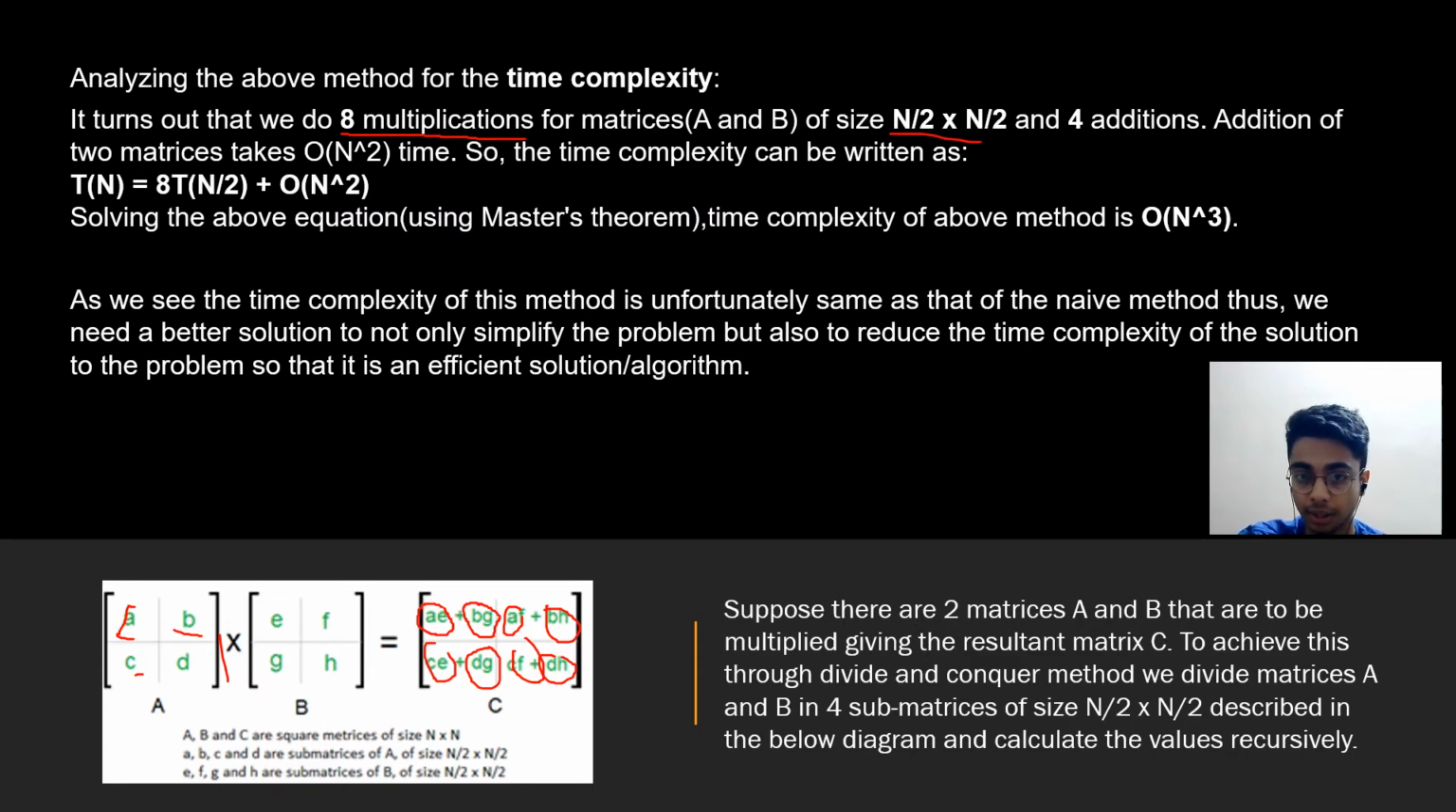Now n by 2 size and 4 additions. So I'll just change the color for this, depicting the addition part. So that's the addition: 1, 2, 3, and 4. So we get 4 additions here. So what we did is 8 multiplications and 4 additions of n by 2 into n by 2 matrices. We had an n into n, A is n size, B is n size. We divided into n by 2 sizes, and we had an algorithm solving them.